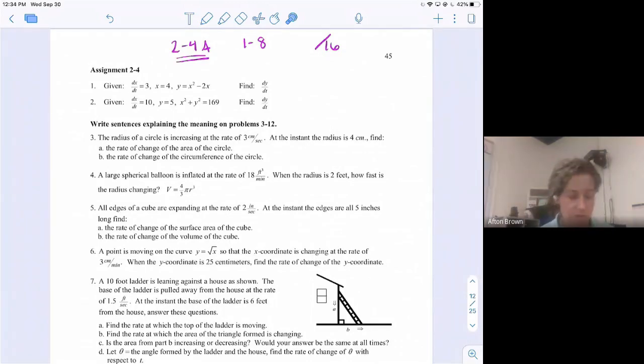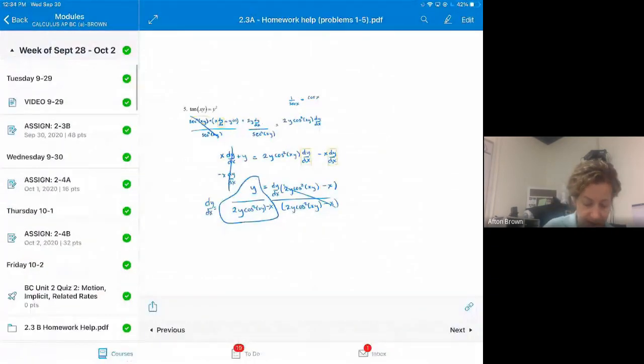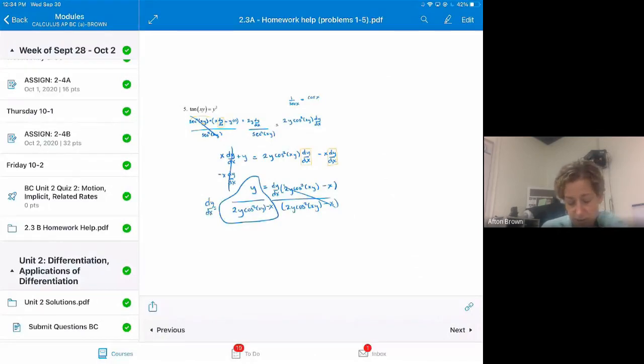So your quiz on Friday, just as a reminder, let me show you, I've got this up. It's here, it has BC Unit 2 Quiz 2. It says motion, implicit, and related rates. So these first set of questions, 1 through 8, are fair game for your quiz on Friday.